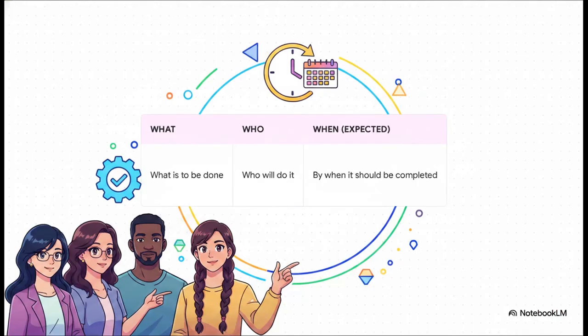The most powerful action items boil down to a super simple three-part formula. First, what needs to be done? And be specific. Second, who is responsible for getting it done? And third, when is it due? This little what, who, when recipe is the engine that drives accountability. It leaves zero room for confusion.